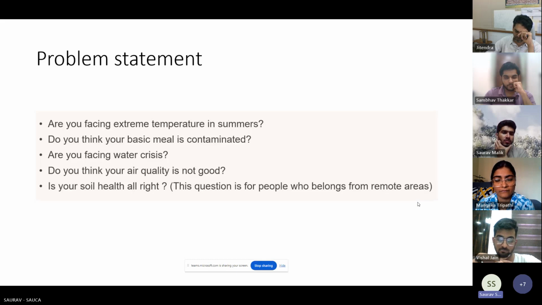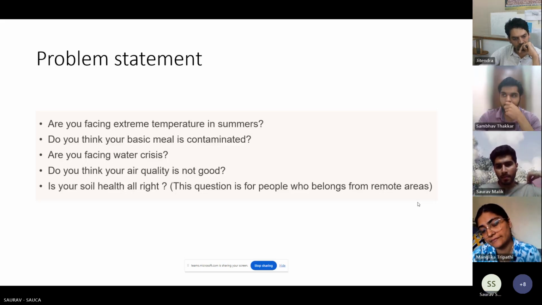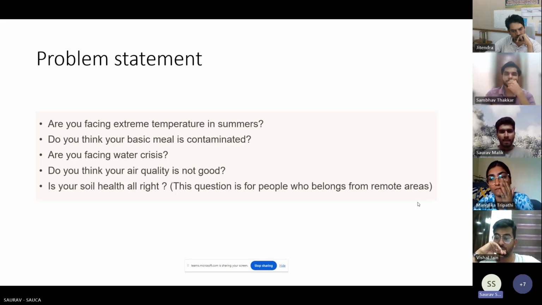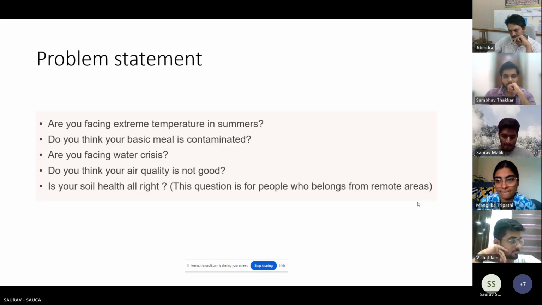Now, do you think air quality is not good in your area? Yes, mostly in our non-attainment cities. The list of non-attainment cities is 131 in India. So 131 cities of India are not able to become good air quality cities. Is your soil health all right? No. Basically, this question belongs to the people who are coming from remote areas. Those people know that soil health is not good and soil is degrading day by day. Productivity of the soil is degrading day by day.